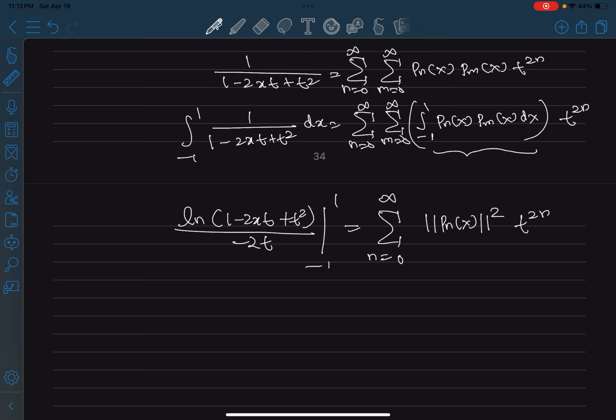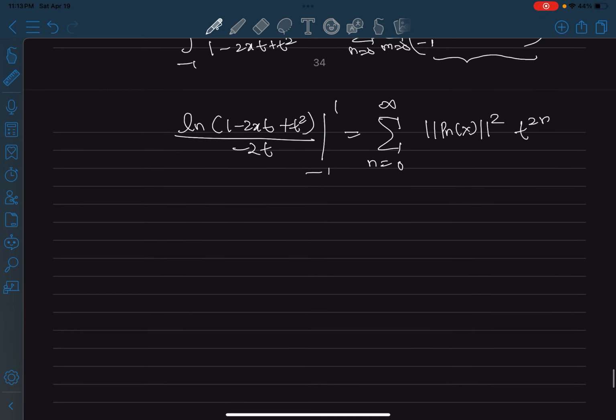So what happened is, only when n and m are equal is it actually not 0, right? For all those n's, when n and m are equal, we are going to get the norm of the polynomial. So I'm just writing the norm of the polynomial times t to the power 2n, right? So this side is simplified. This side is, I think, almost simplified. Now let's try to do these limits.